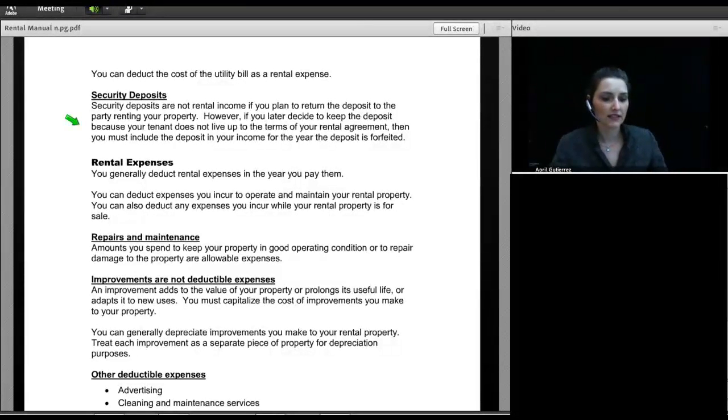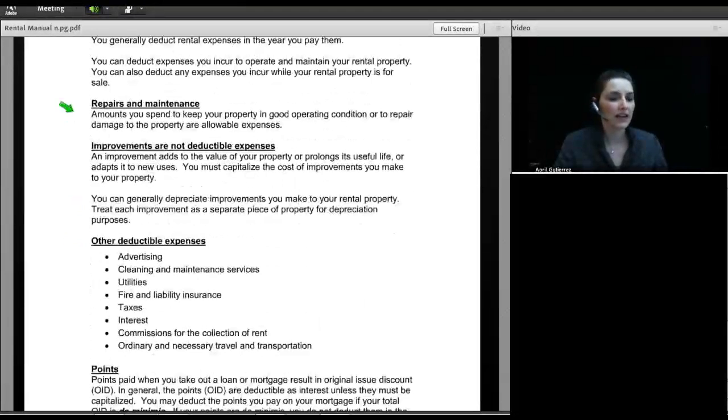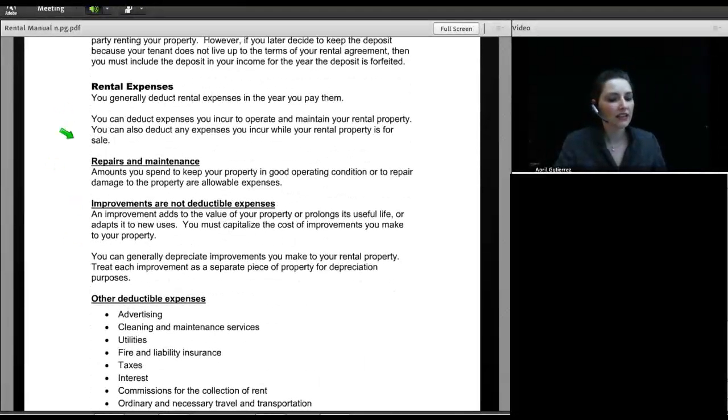Rental expenses. You generally deduct rental expenses in the year you pay them. You can deduct expenses you incur to operate and maintain your rental property, and you can also deduct any expenses you incur while your rental property is up for sale. And this is the up for sale issue that seems to really get a lot of people.